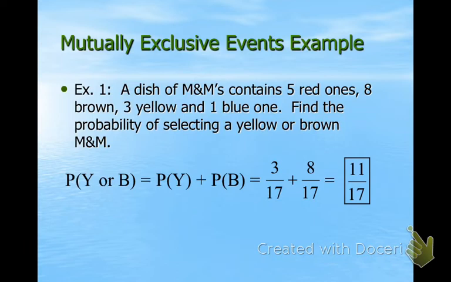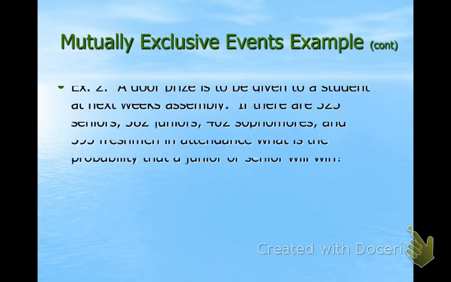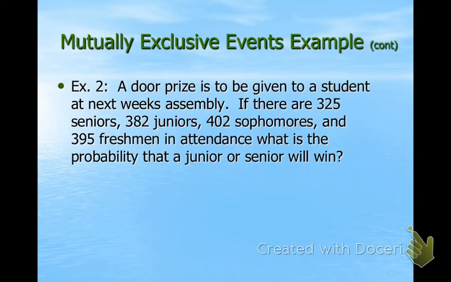And then, again, you can put the percentage, but remember, make sure you put the approximate as far as that is concerned. It says a door prize here is given to a student at next week's assembly if you have 325 seniors, 382 juniors, 402 sophomores, and then 395 freshmen in attendance. What's the probability that a junior or senior will win?